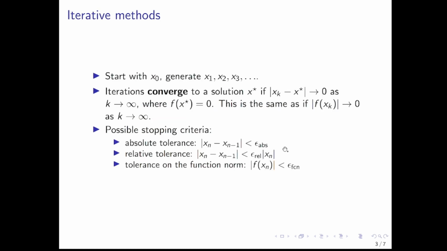So what are iterative methods? It means that in order to get the root to a function f(x), we start with an initial guess x0 and then we generate x1, x2, x3 sequentially. We assume that the iterations converge to the solution x star such that f(x star) equals 0. That is to make the absolute value of xk minus x star go to 0 as k goes to infinity. If the function f is continuous, then this will be the same as if the absolute value of f(xk) goes to 0 as k goes to infinity.